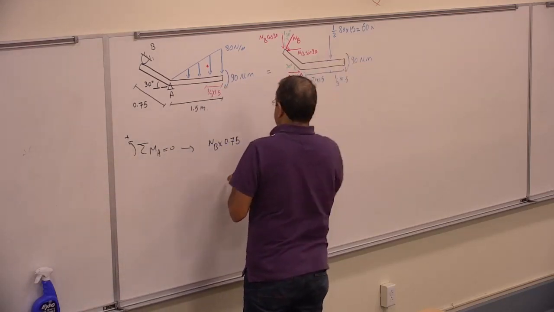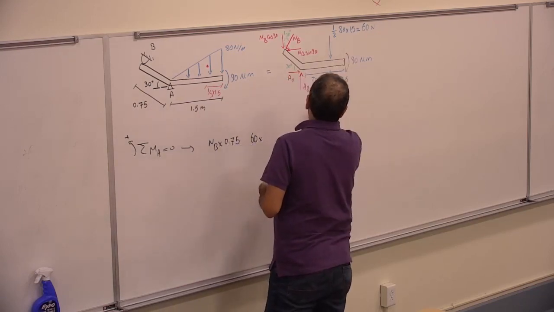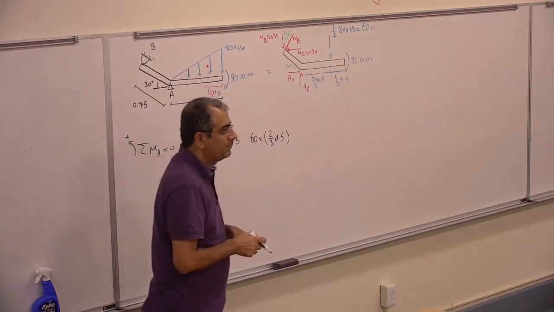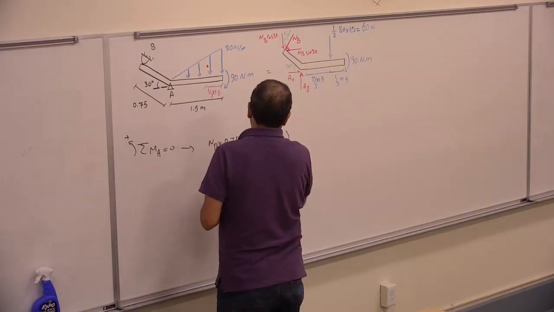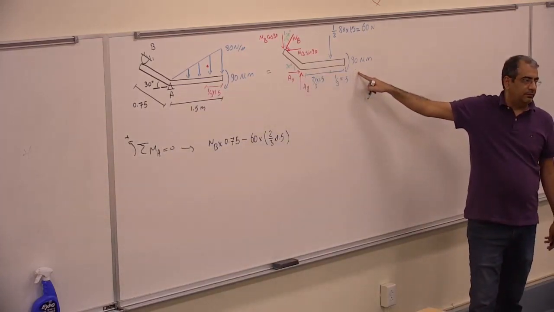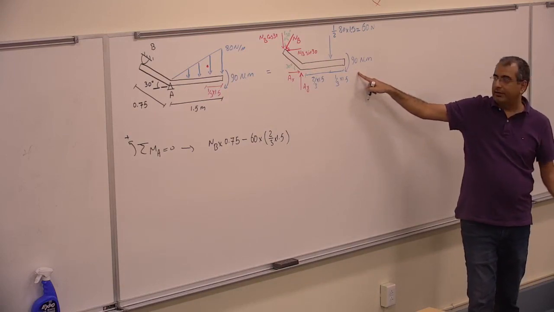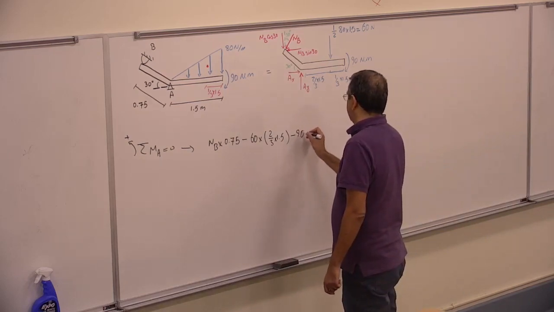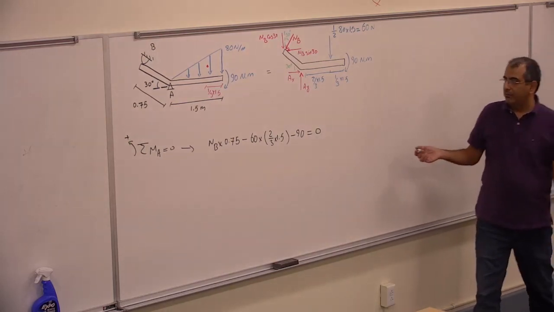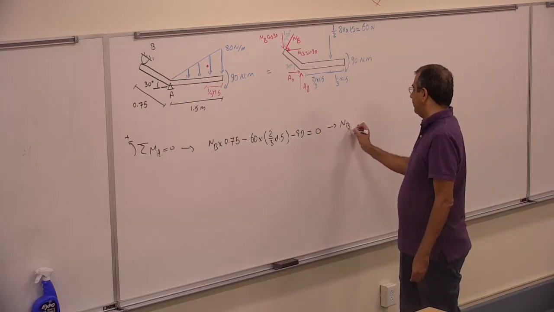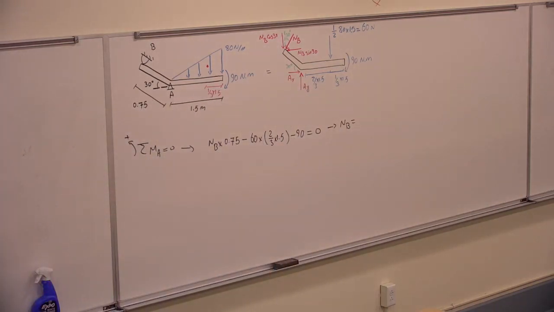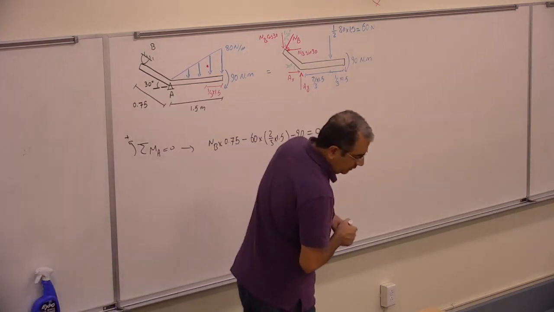Then I have this 60 here times this distance, which is 2 thirds of 1.5, which is gonna be 1. I'm gonna just write it so you know where it comes from. And this is clockwise, so it's gonna be negative. And then I have this 90, which is clockwise, so it's gonna be negative as well. Anything else? So from there I should be able to get the N sub B. If I've done it correctly, it should come out as 200 newtons.